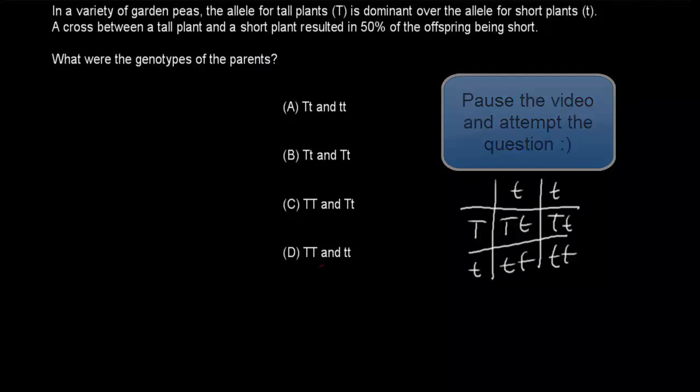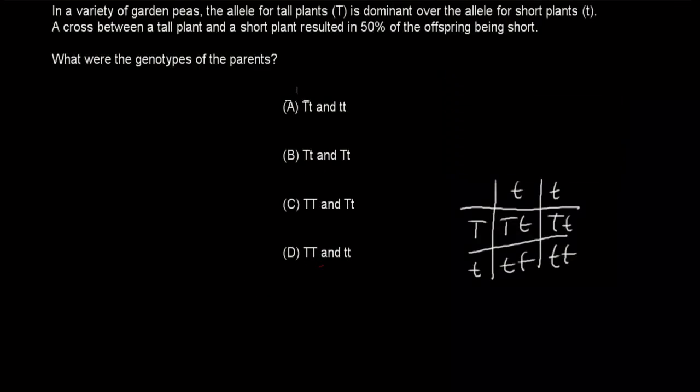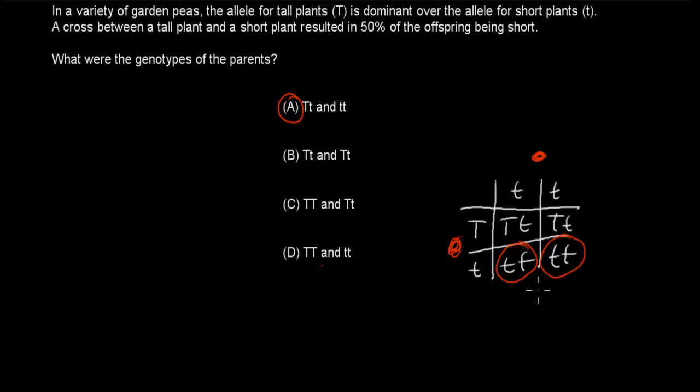Welcome back. The correct answer for this one is capital T small t and small t small t. The reason why is because if we have this cross, a heterozygous and a homozygous short, we get 2 being homozygous short and 2 being heterozygous tall. So therefore we have 50% of them being short. So A is correct and the other ones were false.